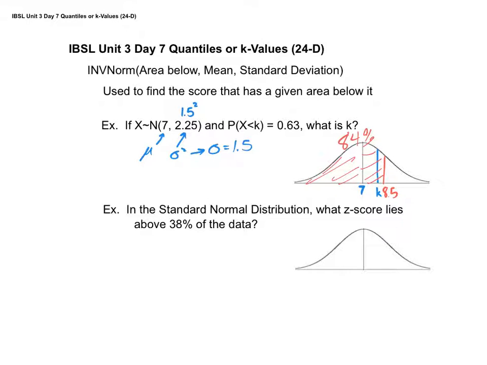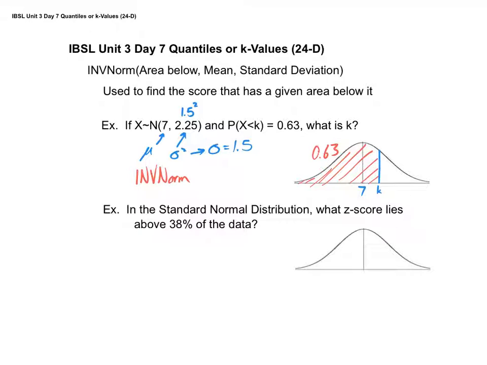Doing that quick mental check, this is in part why we learned how to do those general values, the 68, 95, and 99.7, to help us as we do these types of things to make sure our results make sense. Okay? So if I'm trying to find this, the area below K is 0.63.